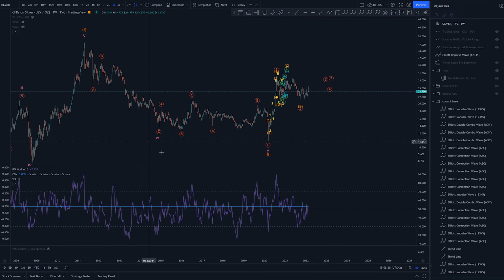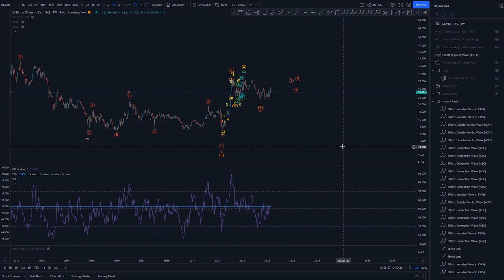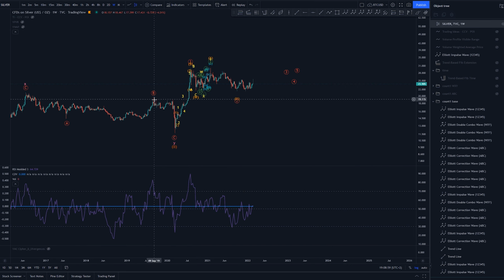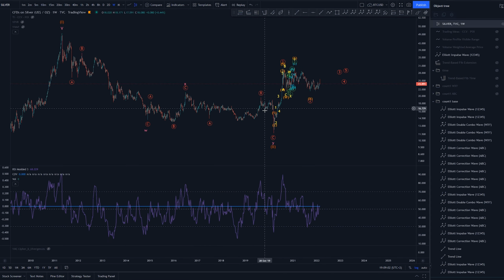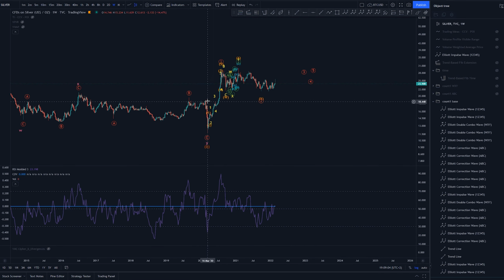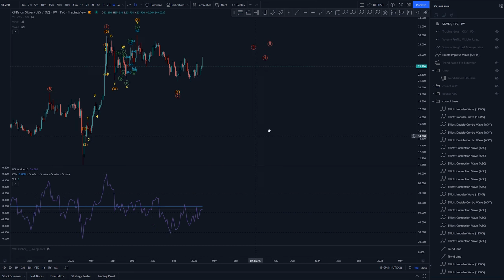I didn't go too much into this count, or this area. I just labeled A, B, C. This could be 1, 2, 3, 4, 5. Then again A, B, C into X, and A, B, C into Y. This obviously could be some kind of WXY as well. I didn't go too much into it because this crash here is just downwards a lot.